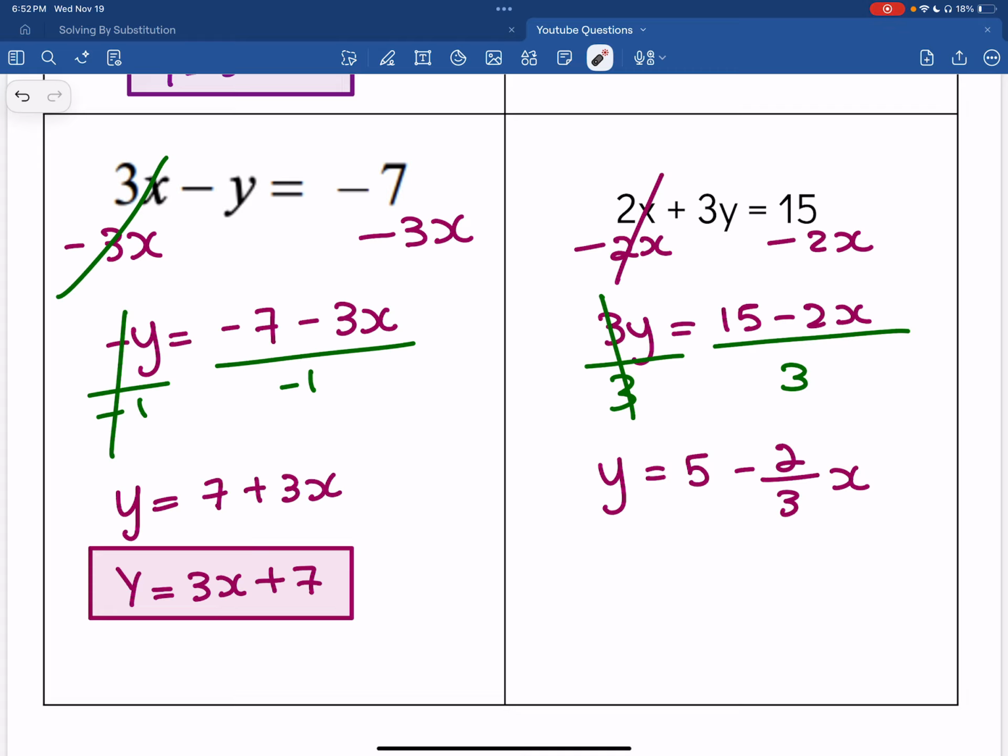If we converted that to a decimal, 2 divided by 3 would just be 0.66666667. But since that's the weird decimal and that will not help us if we were to graph this, we're going to leave it as a fraction. And then, of course, to put this completely in slope-intercept form, we'll write the slope first. So that would be y is equal to -2 over 3x plus 5.